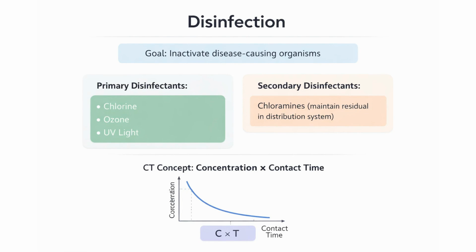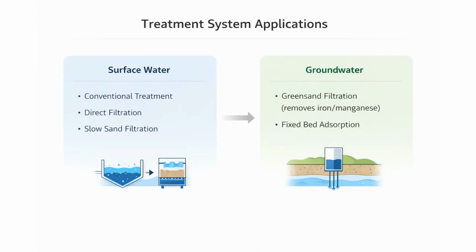Seriously, filtration removes a lot, but disinfection is crucial to inactivate any remaining disease-causing organisms. We use primary disinfectants like chlorine, ozone, or UV light to do the heavy lifting. Then we use secondary disinfectants like chloramines to maintain a safe, protective residual as the water travels through the distribution system to your tap.